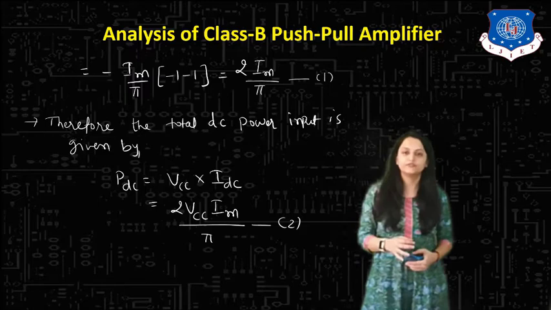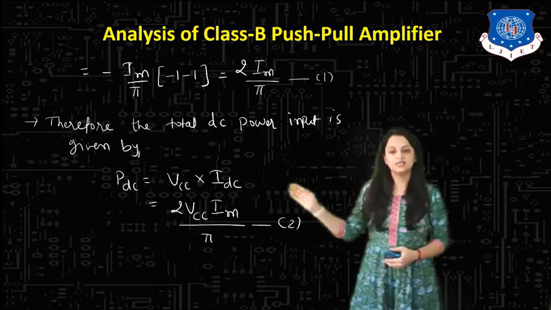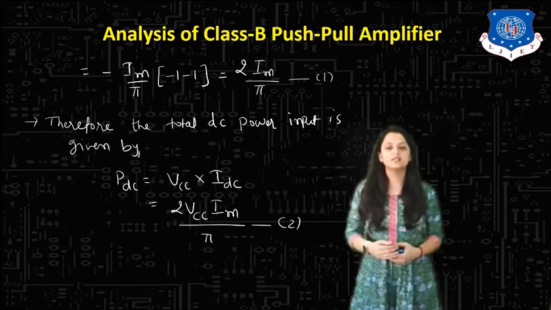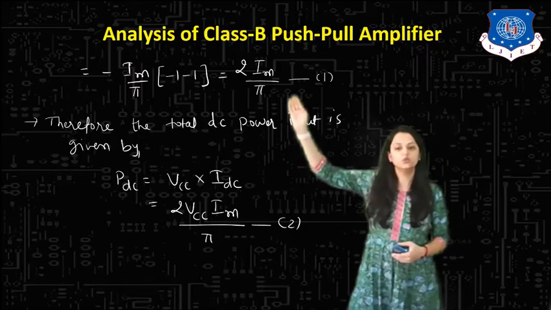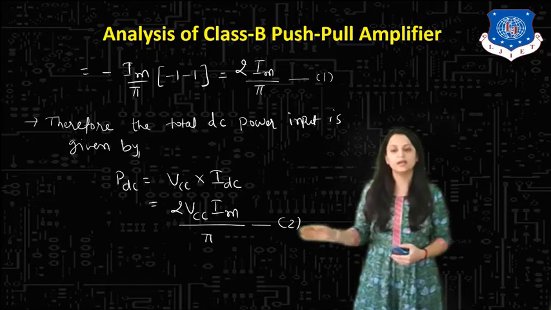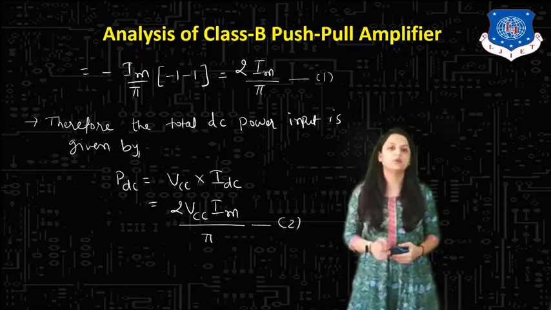Therefore, the total DC power input is given as PDC equals VCC into IDC. IDC is the DC current flowing that we have seen, which is 2 Im by pi. Let us place the value in this equation. We will get 2 VCC Im by pi. This is the value of DC power.